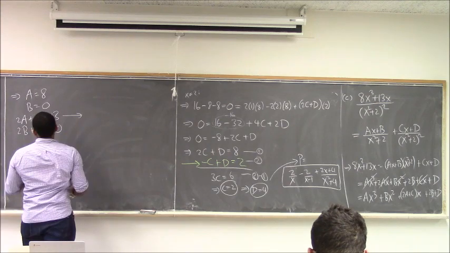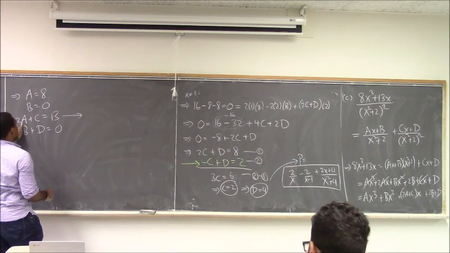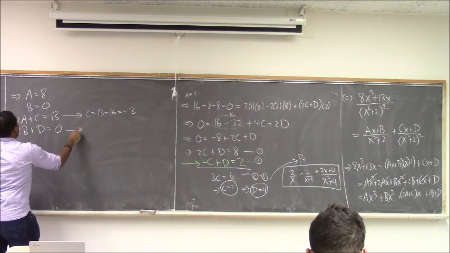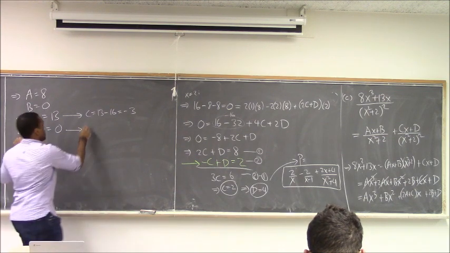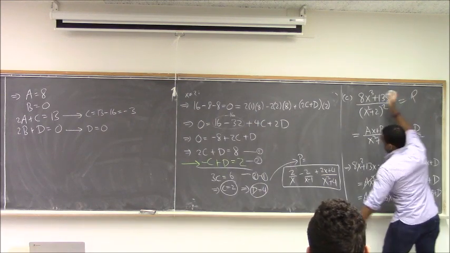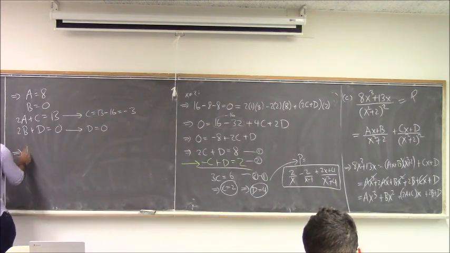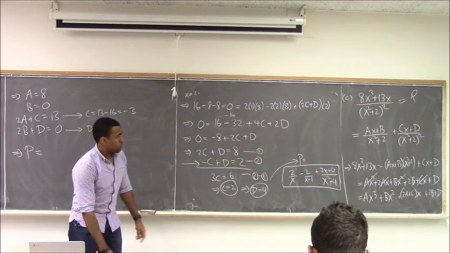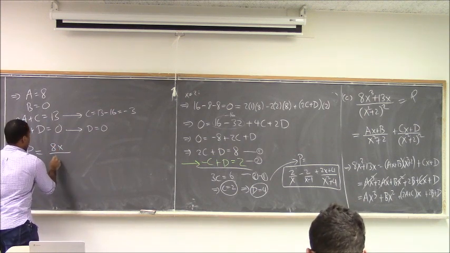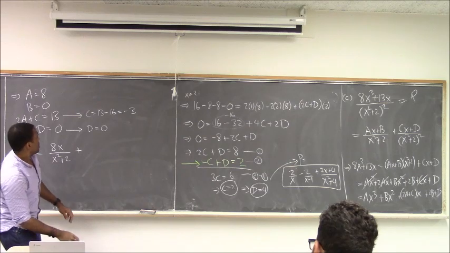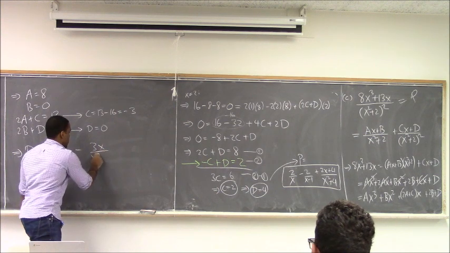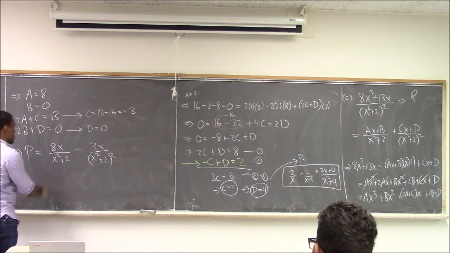So from this, my a is 8, so that's 16, move it over here. c is going to be 13 minus 16. And my b is 0, so that means d is 0. It's going to be 8x over x squared plus 2, minus 3x, d is also 0, so it's minus 3x over x squared plus 2 squared. And those are the partial fractions.